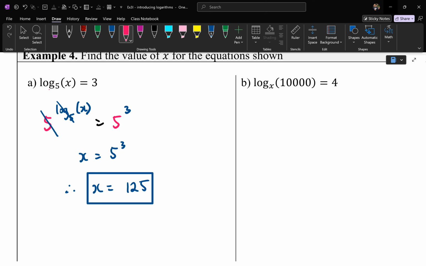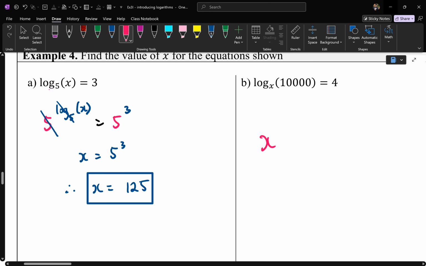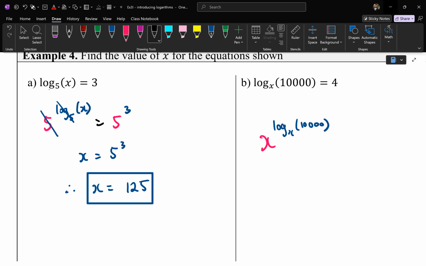I've got a log. The opposite of log is exponent. So it means it has to have a power. So I need exponent base x. So x to the power of log x of 10,000 is equal to x to the power of 4. This gives me 10,000 is equal to x to the power of 4.